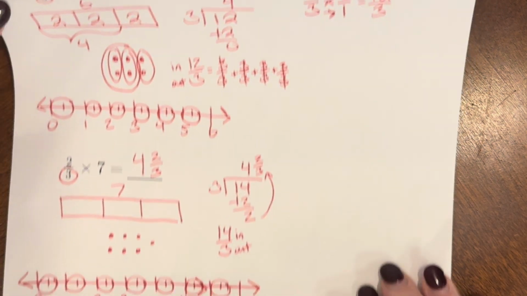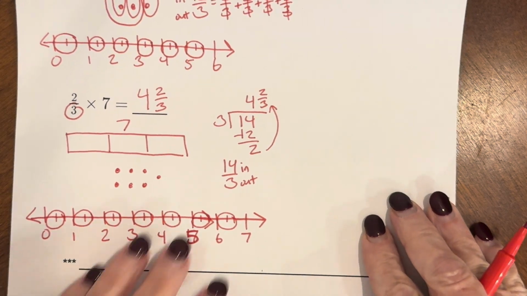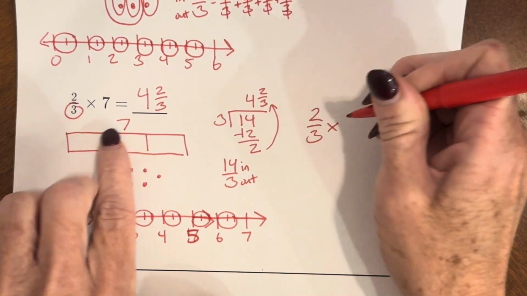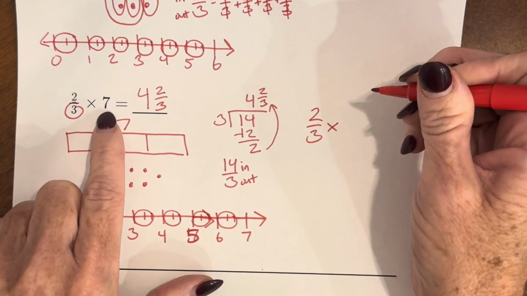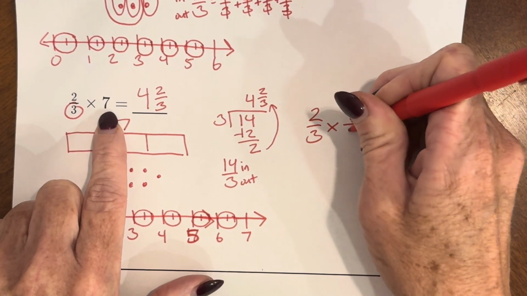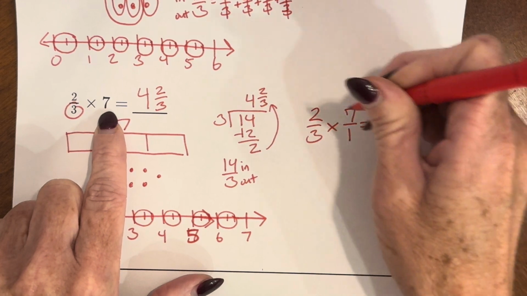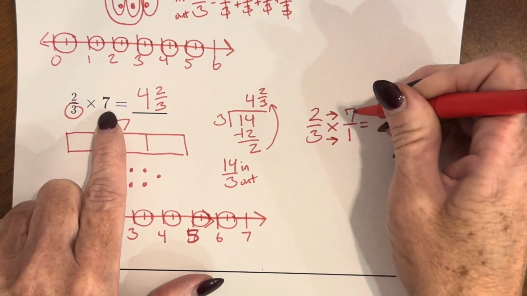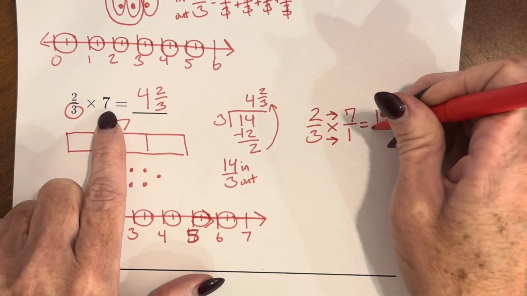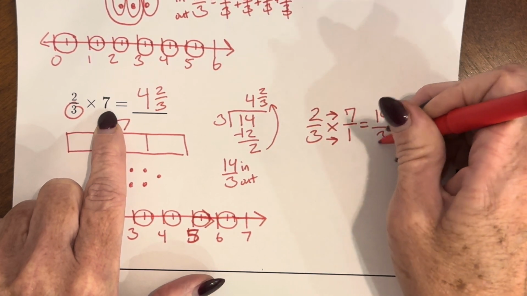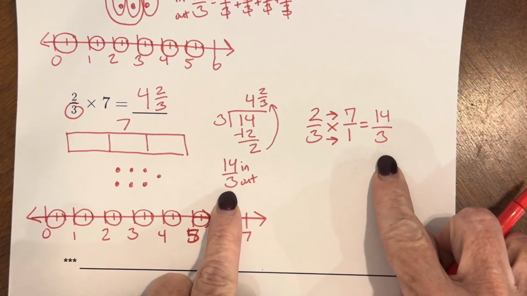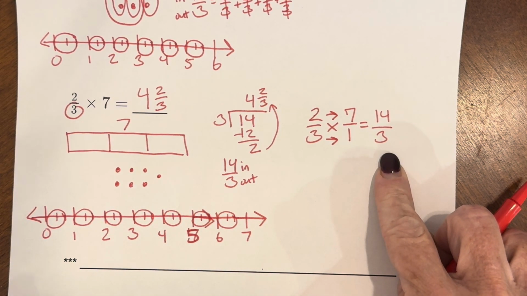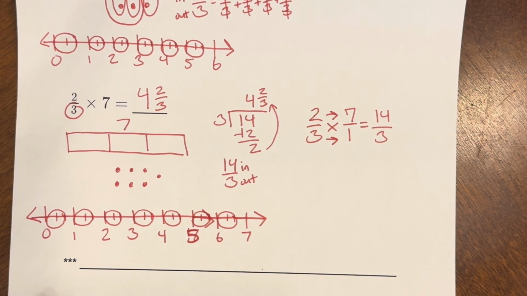So let's look at my next one. So my next one is 2/3 times, now I can't have a whole number, so I'm going to write 7 as a fraction. And then I'm going to multiply straight across. So 2 times 7 is 14, and 3 times 1 is 3. And look, I got the same thing I did from when I did my number line. It's just much faster. So what are my rules?